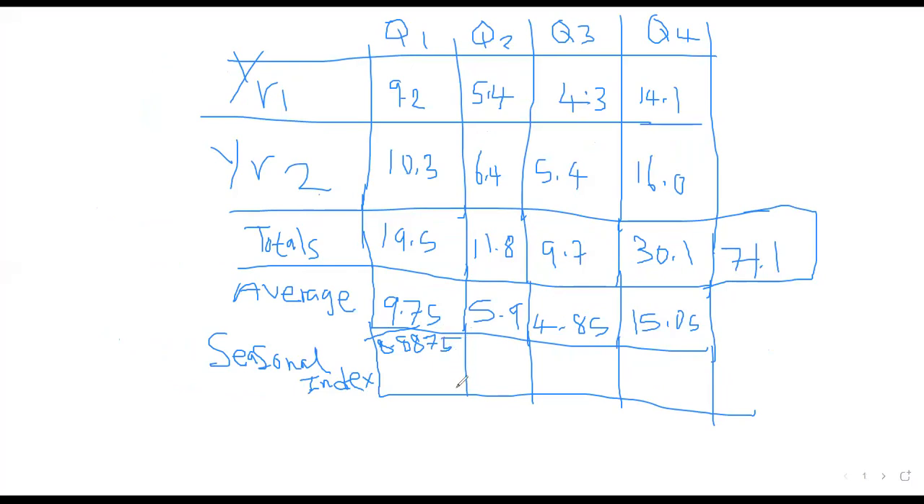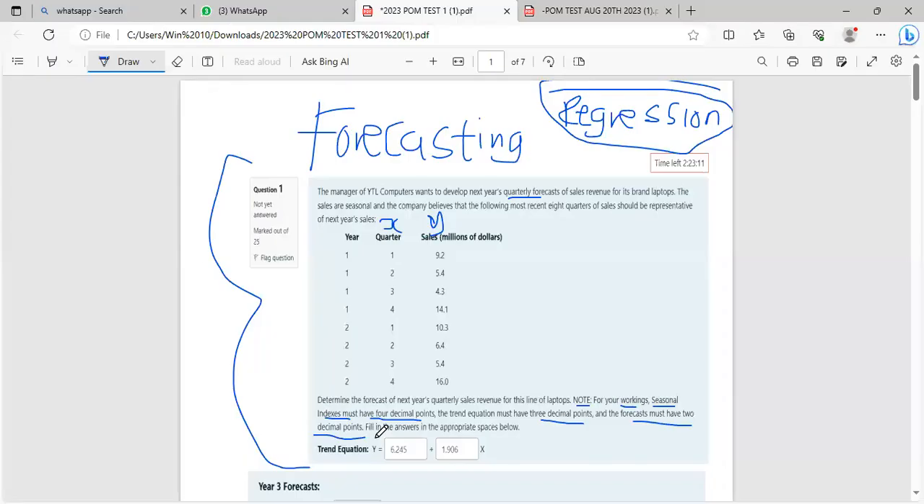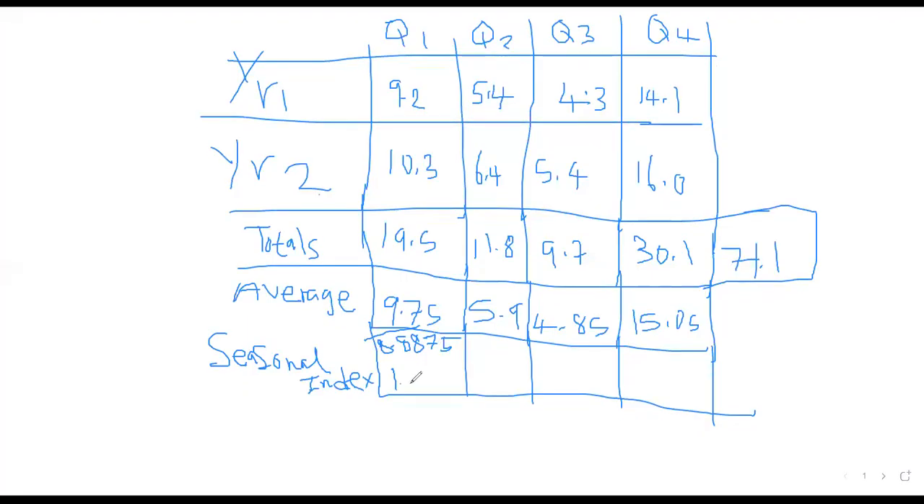Okay, so 9.75 divided by 8.8875, we are getting 1.1. They are telling us that the seasonal index must be given to 4 decimal points. So we are going to have 1.0970.